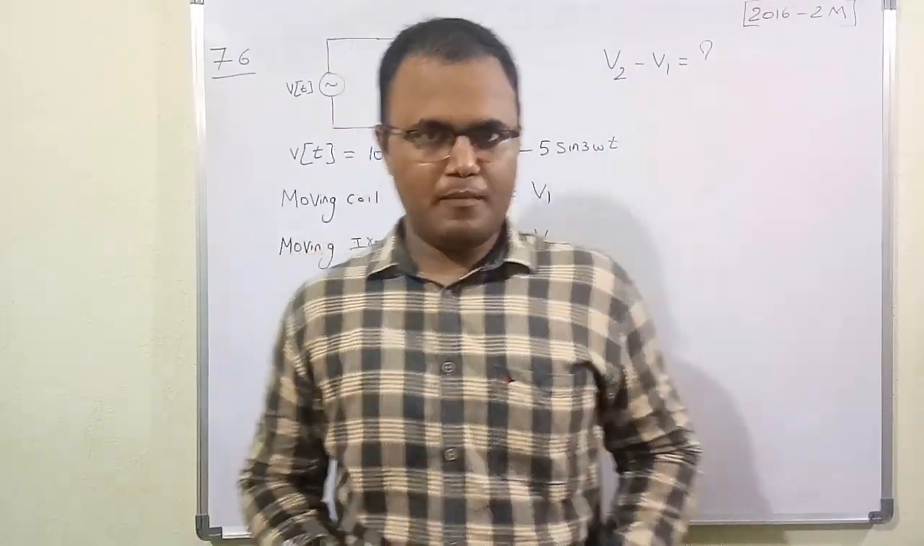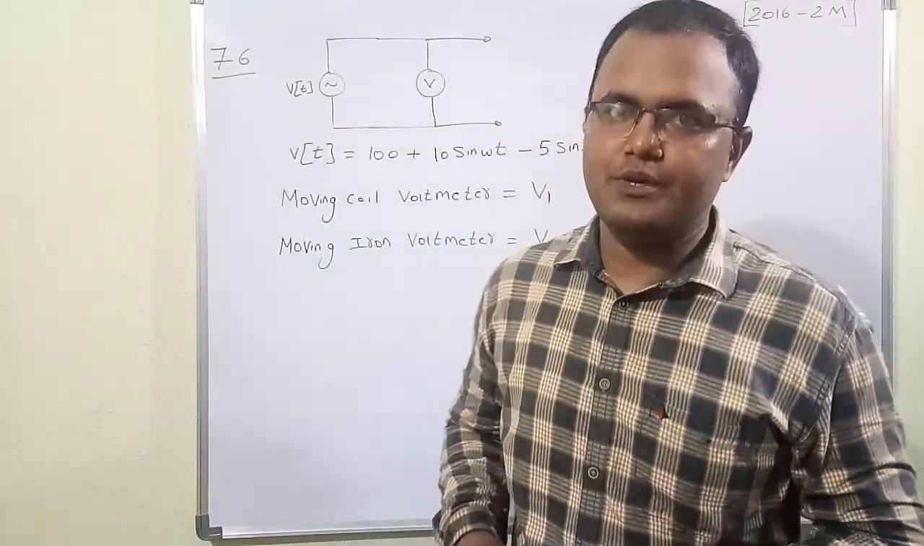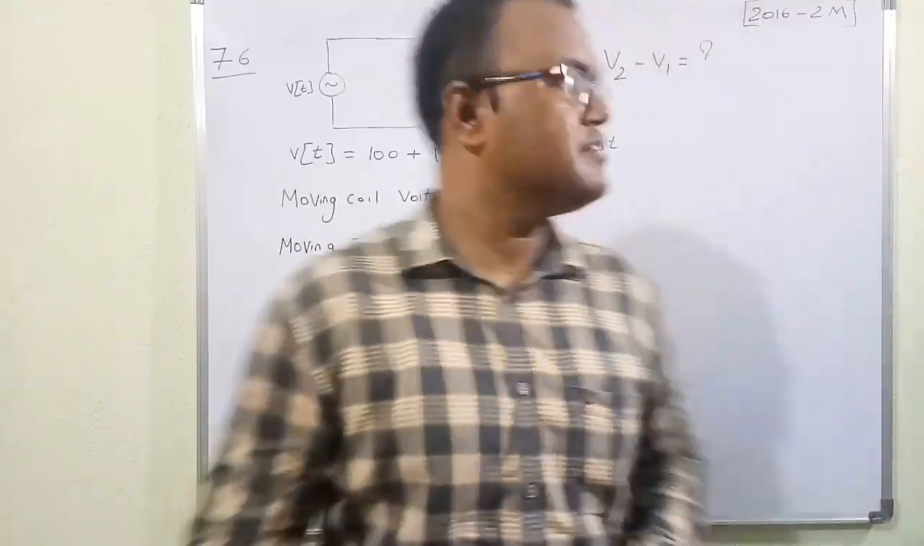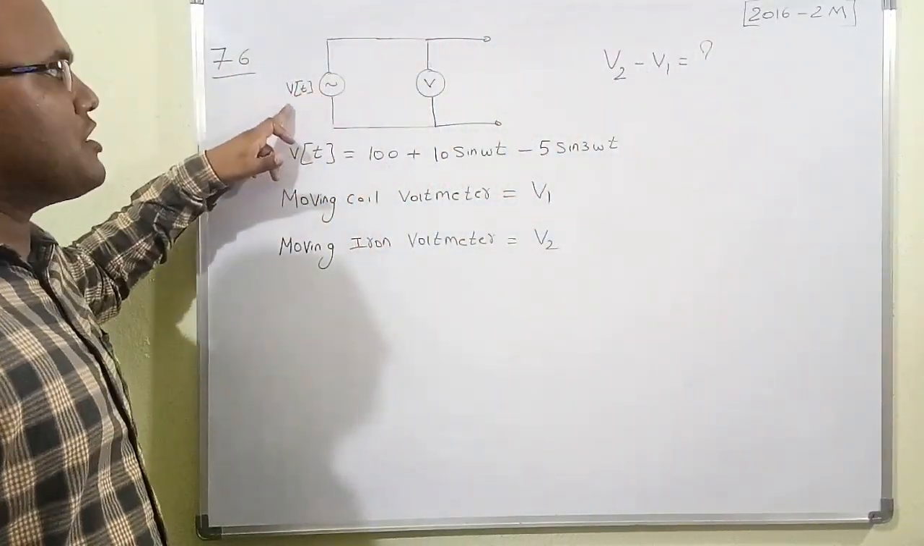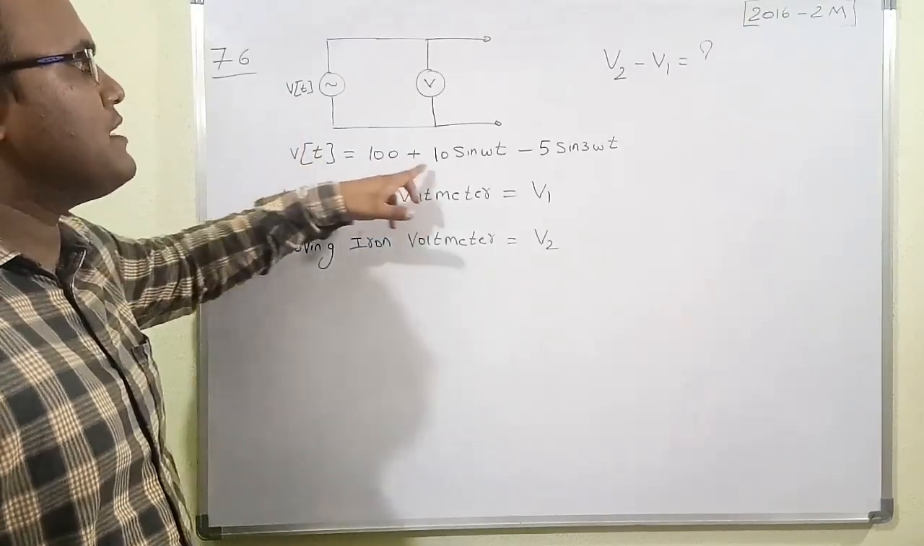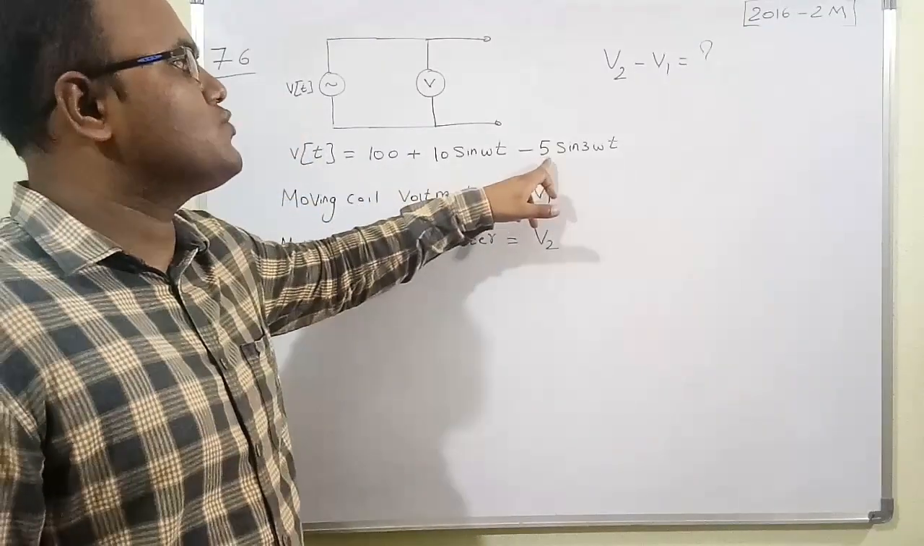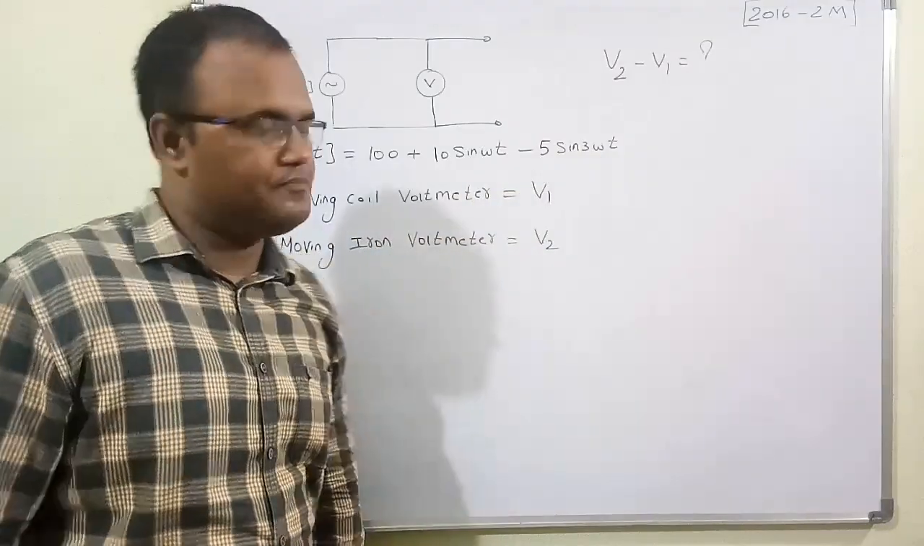After solving the previous problem, now let's move forward to do another numerical, numerical number 76. In this question, there is a voltage source which has an expression V of t is equal to 100 plus 10 sin omega t minus 5 sin 3 omega t.